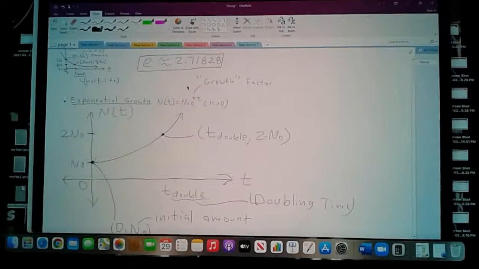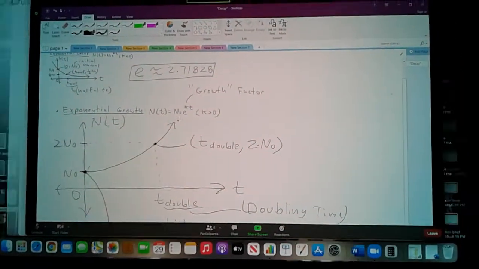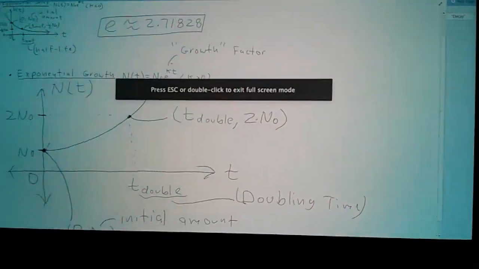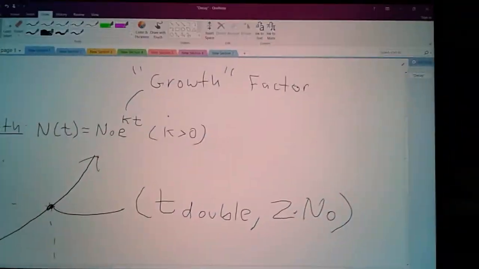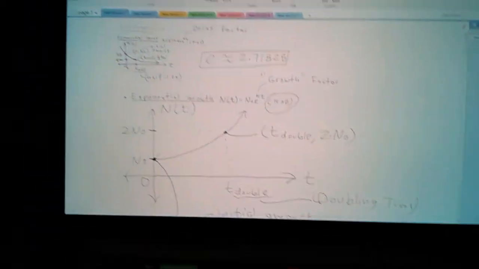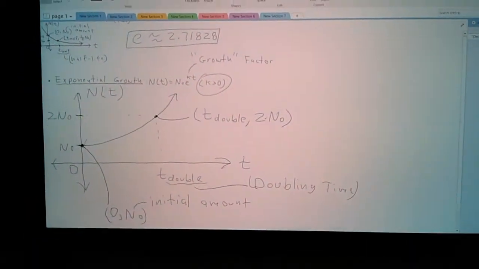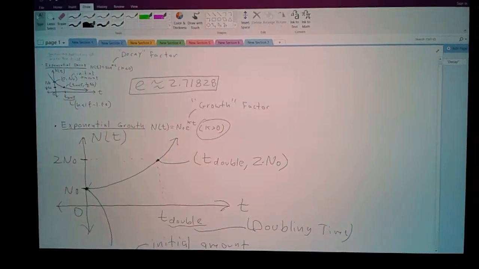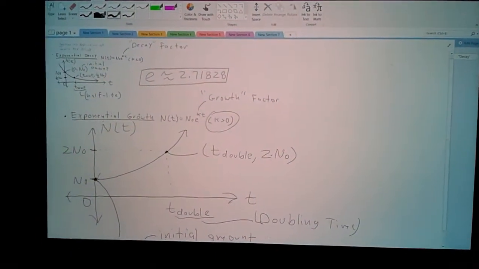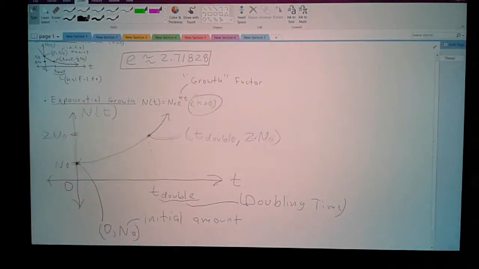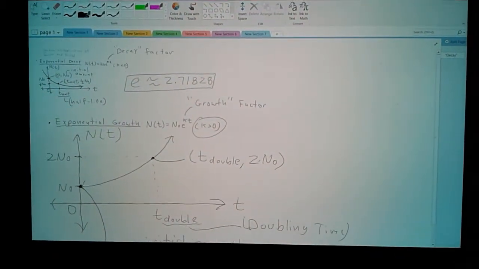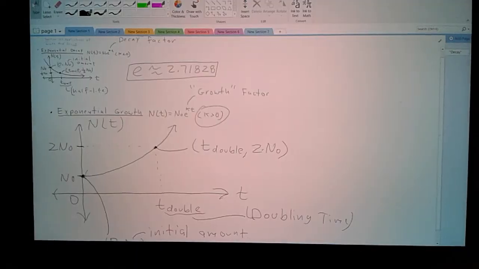So the equation is still the same, N of t equals N naught e to the kt, but your growth factor instead of a decay factor is going to be positive. It's going to be greater than 0. So that's kind of the idea behind it. These are exponential equations and these are the graphs that correspond to these equations. So I'll give you a couple minutes to copy this, and then we'll look at some examples.